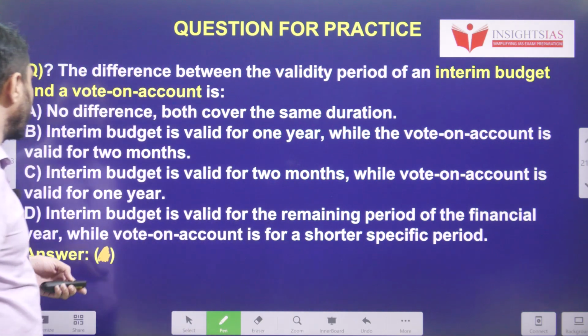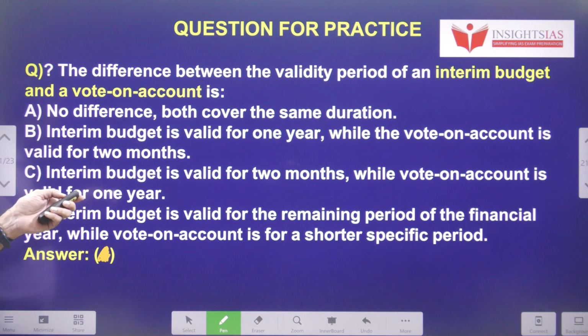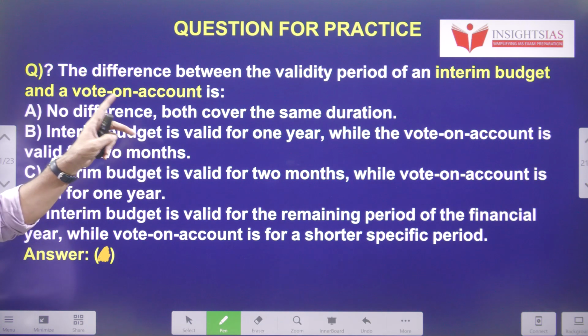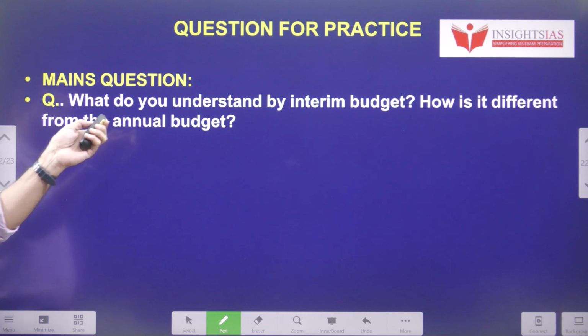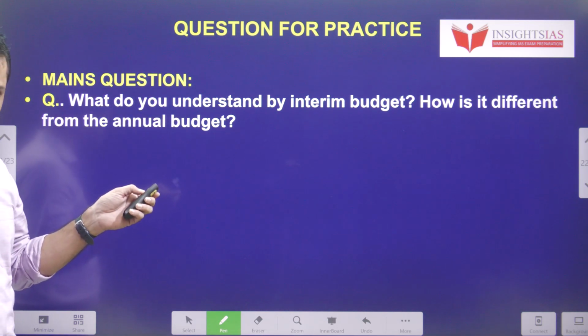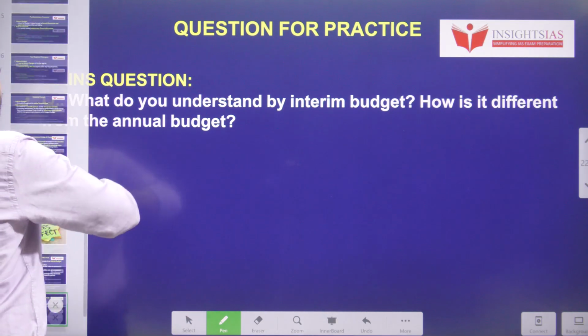Next, today's video question: the difference between the validity period of the interim budget and the vote on account. Regarding the validity period, which one is right with respect to the interim budget and the vote on account budget? Mains question: what do you understand by interim budget and how is it different from the annual budget? What are the differences? Actually, I explained this particular thing in this video.